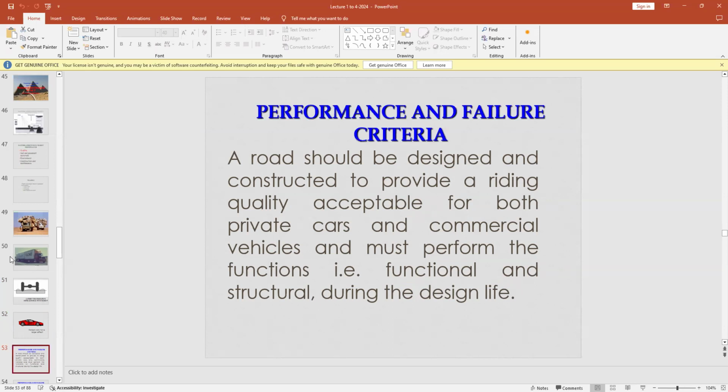So, performance: the road should be designed and constructed to provide acceptable quality for both private cars and commercial vehicles, and it must perform functionally and structurally during the design life.